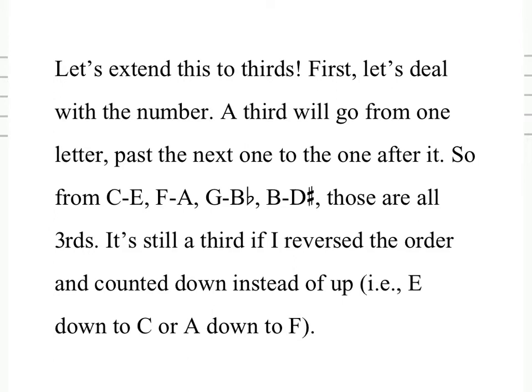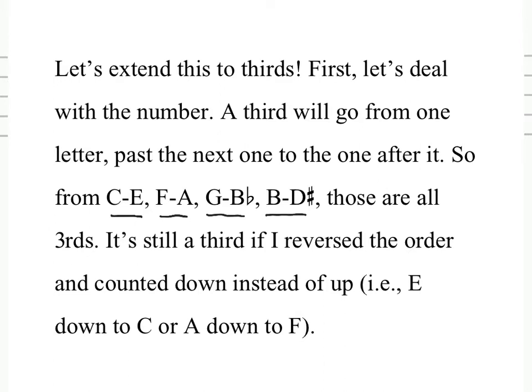First of all, let's deal with a number. A third will go from one letter past the next letter and to the one after it. So from C to E, we're going past the D. From F to A, we're going past the G. From G to B flat, we're going past the A that's in between them. From B to D sharp, we're going past the C that's in between.